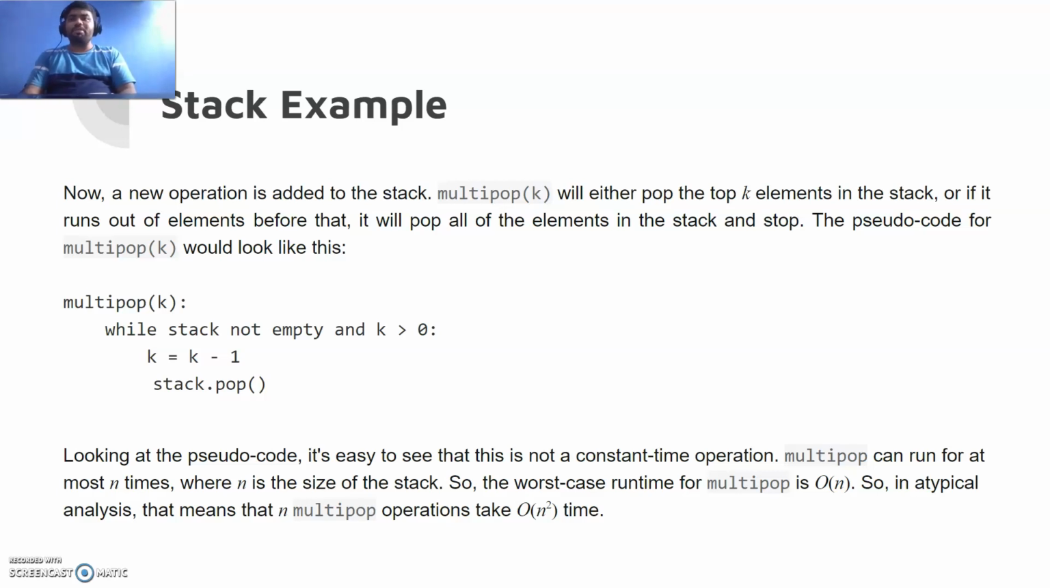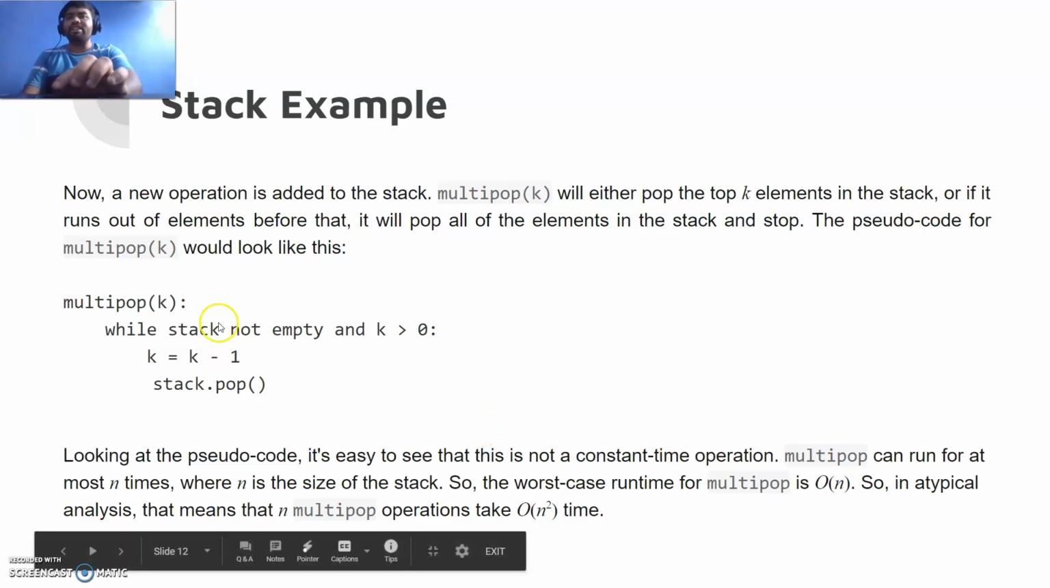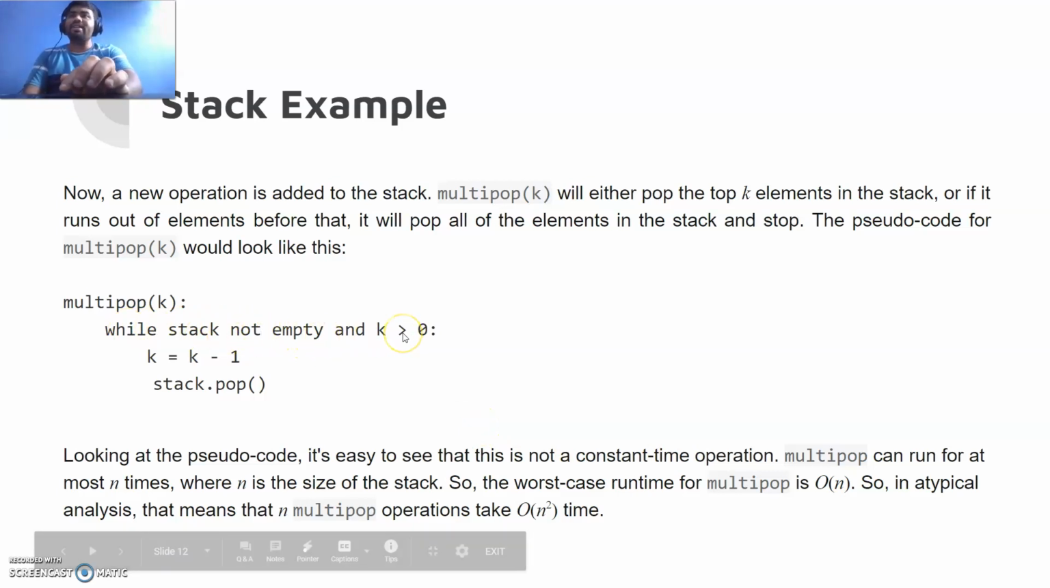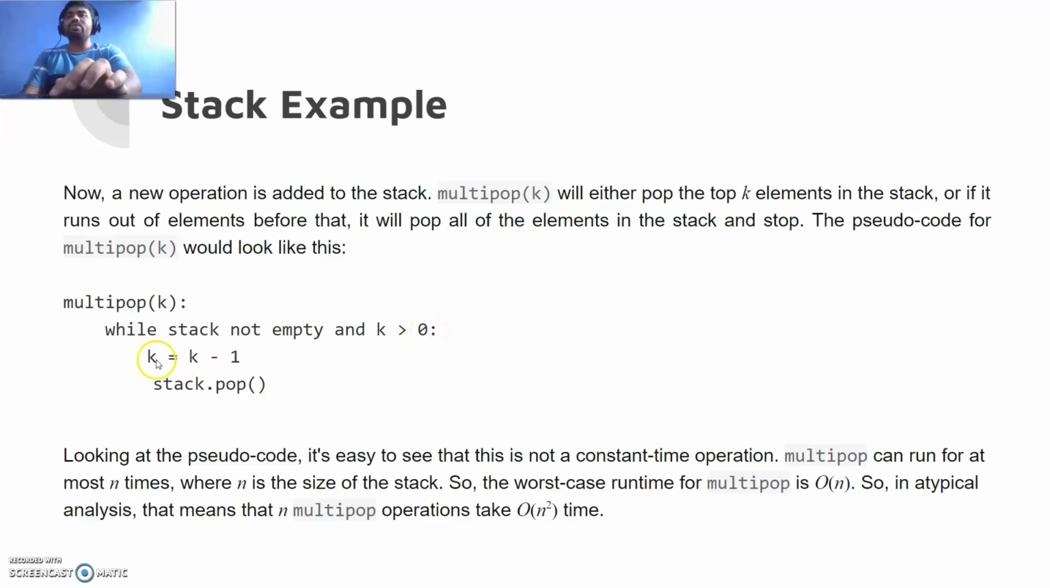Now the pseudocode for multipop: you can clearly see we have a while condition which states that if the stack is not empty and k is also greater than 0, only then you pop off one element, until we reach k elements. And we keep on decrementing the k value. And that's how we pop.